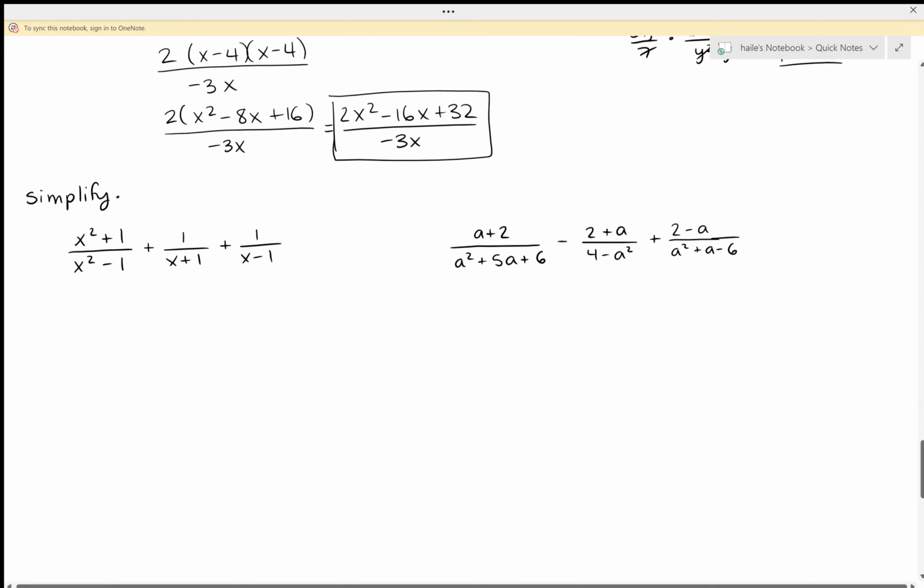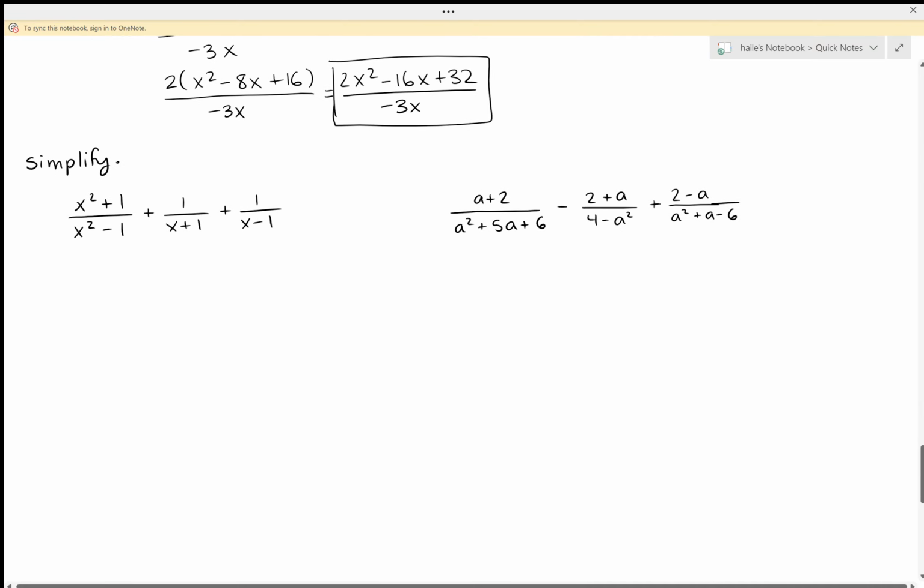Alright, next let's look at some fraction addition and subtraction. So in this first one, we have x squared plus 1 over x squared minus 1, plus 1 over x plus 1, plus 1 over x minus 1.